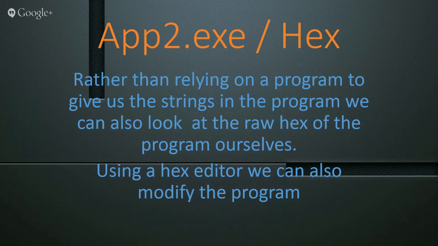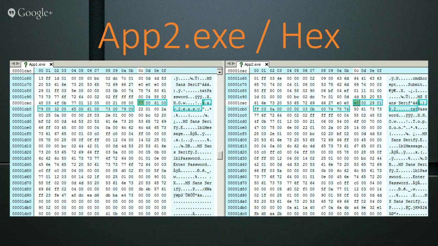The second one can be solved exactly the same way as the first. However, that's no fun. So we're going to go over another way to look at it, and we're going to mess with the program itself also. So here I have it opened up in Hex Editor Neo free, which you can get for free. It's a great hex editor, can do a lot. So we have app1 on the left and app2 on the right.